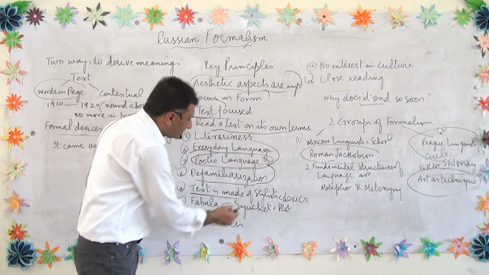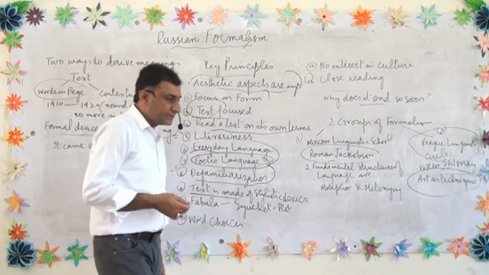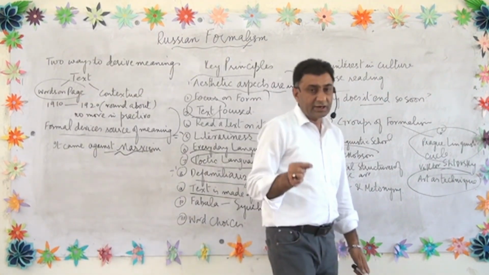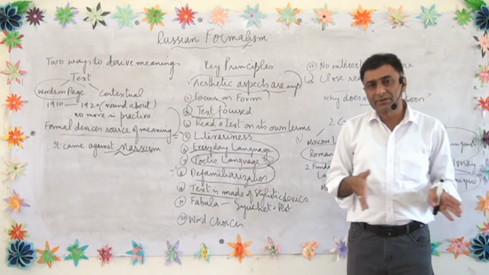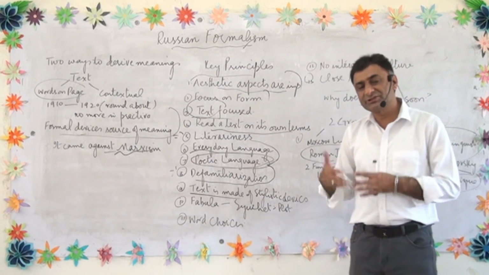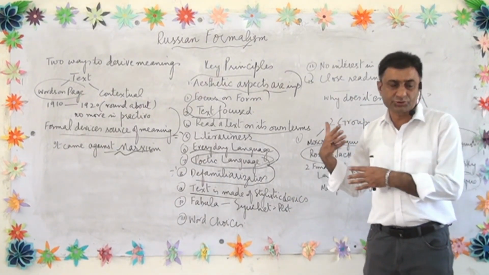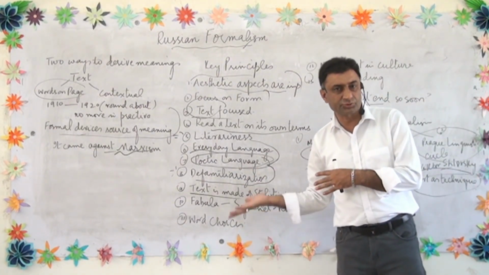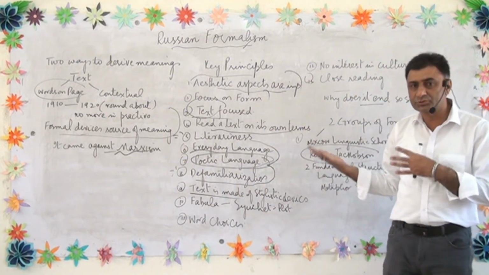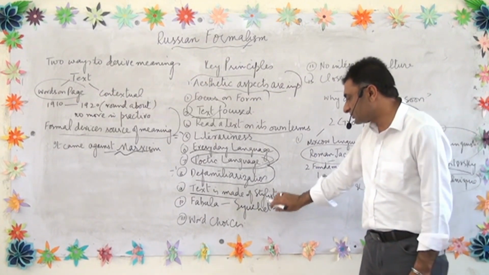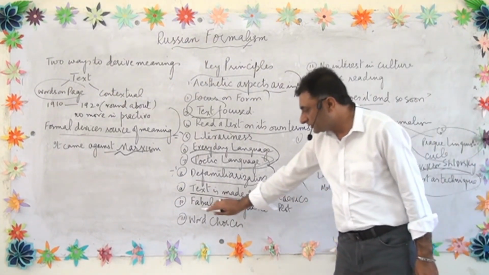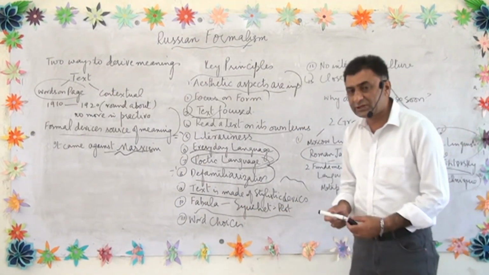Then text is made of stylistic devices. Different styles are used. For example, there is a use of proper beginning, middle and end. Then there is characterization, there is setting, similes are used, metaphors are used, and then onomatopoeia and personification are used. These are all stylistic devices. So this tells us what the meanings are. Then fabula and sujet, if these are concerned.